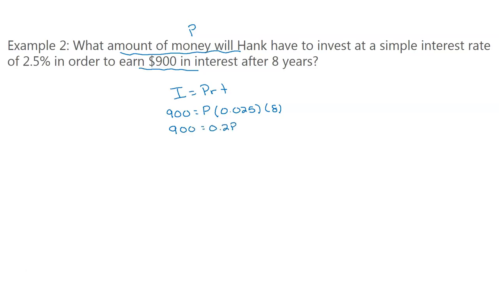Now just like the last example, in order to isolate P, we need to divide both sides by 0.2. So working that on the calculator, we end up getting that P equals 4,500. So Hank will have to invest $4,500.